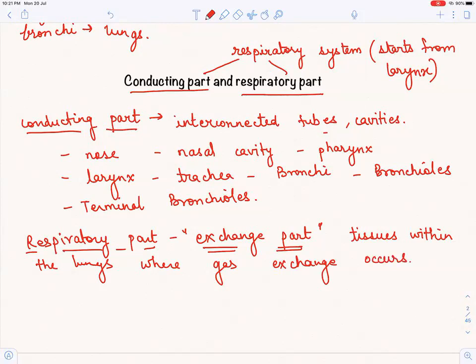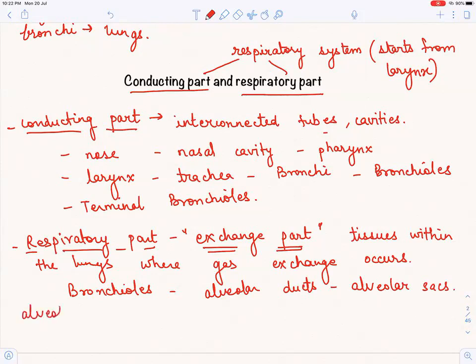It's very simple: conducting part and respiratory part. So what will it include? It will include bronchioles, alveolar ducts, alveolar sacs. We will study all these things in detail when we're studying about lungs, so don't worry. Just for a little bit of information, what are alveoli? You might already know it, but alveoli are the main sites of gas exchange.